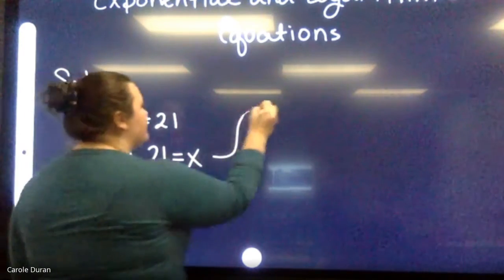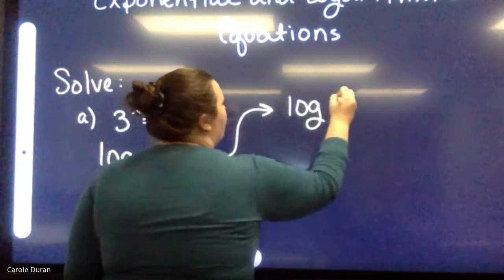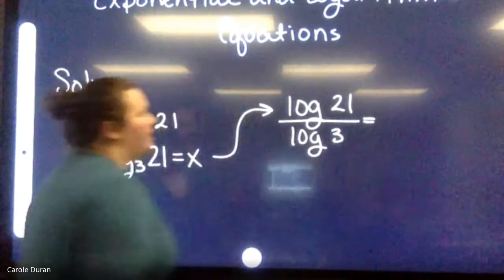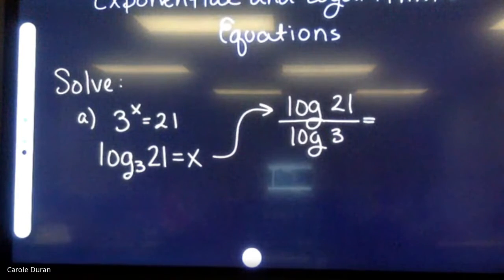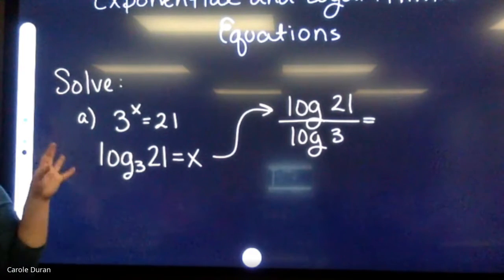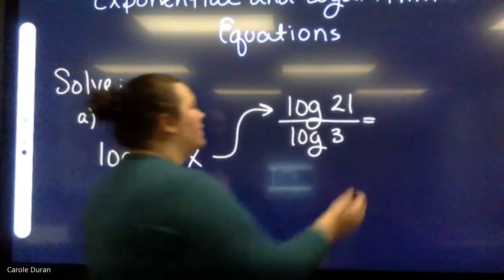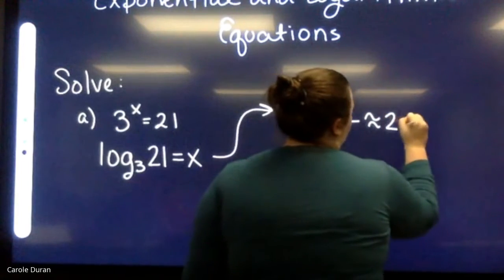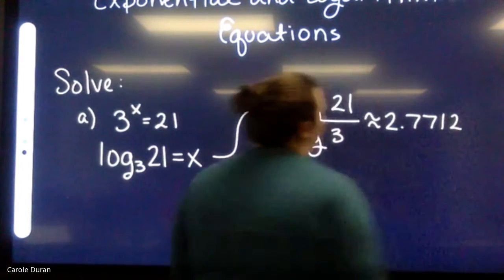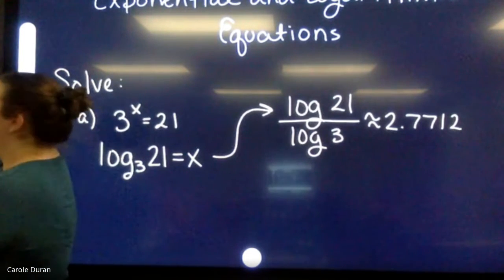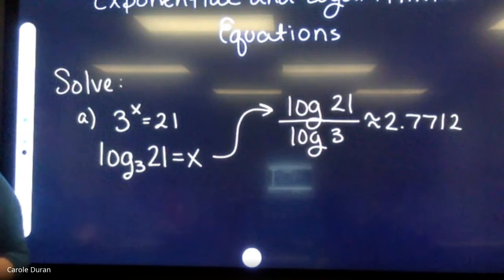Change of base says that I take the log of my larger number divided by the log of my base, and I just go ahead and put that into my calculator. So please do that and tell me what answer you get, roughly 4 decimal places. 2.7712. Correct. Approximately 2.7712. Make sure we can all plug that into our calculator and get that answer. If you don't have a calculator, there's a nice little set over here.